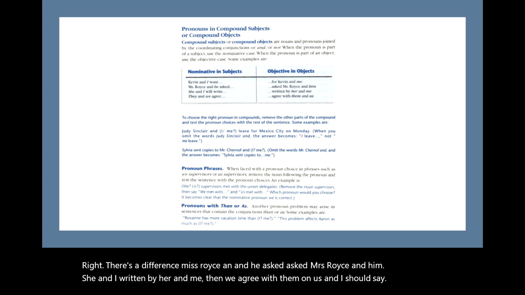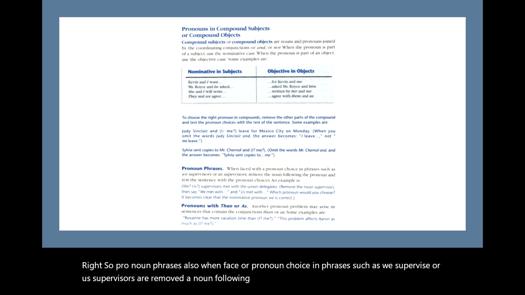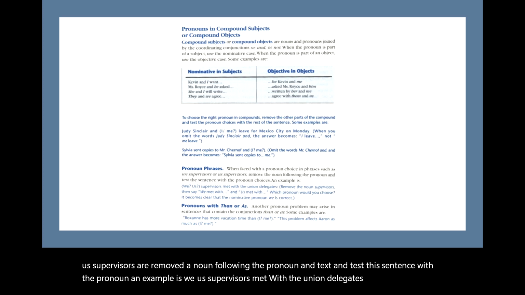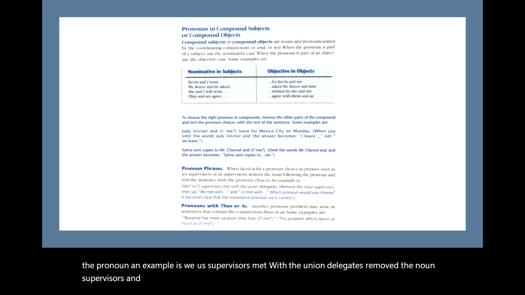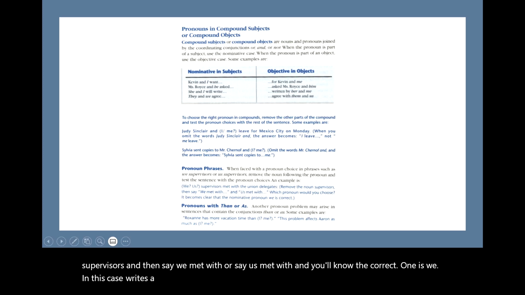Right? So pronoun phrases also, when faced with a pronoun choice in phrases such as we supervisors or us supervisors, remove the noun following the pronoun and test the sentence with the pronoun. An example is, we supervisors met with the union delegates. Remove the noun supervisors and then say we met with, or say us met with, and you'll know the correct one is we in this case. Right? So a little trick there.